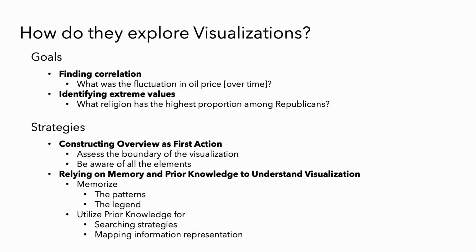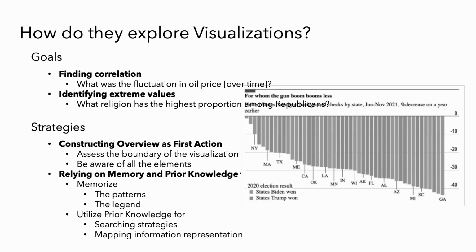A few participants would infer the mapping between color and the data based on their prior knowledge. For example, a participant relied on her prior knowledge of the election result to judge which bar darkness indicated Biden and Trump, given the difficulty of distinguishing them due to the legend's small size.